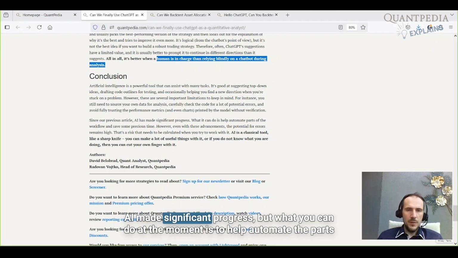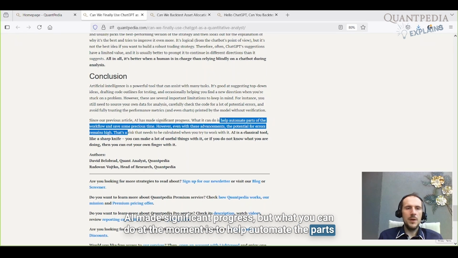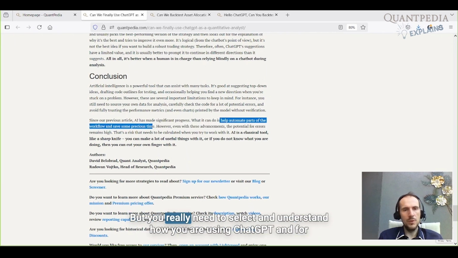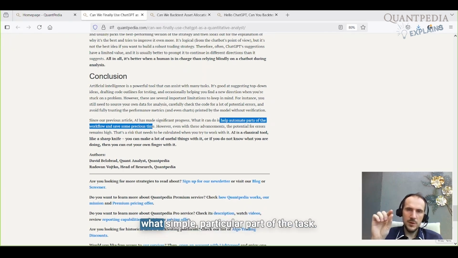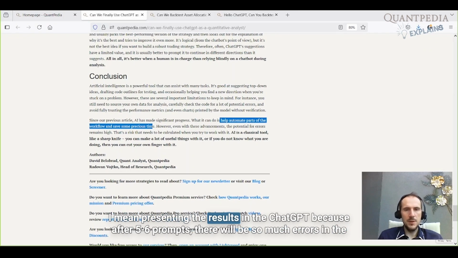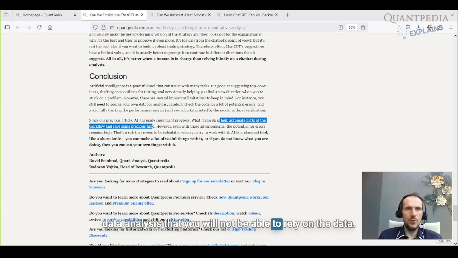AI made significant progress, but what we can do at the moment is help automate parts of the workflow and save precious time, but you really need to select and understand how you are using ChatGPT and for what particular simple part of the task. You definitely cannot run the whole process of coming up with ideas, building the strategy, testing the strategy, and presenting the results in ChatGPT, because after 5-6 prompts there will be so many errors in the data analysis that you will not be able to rely on the data.